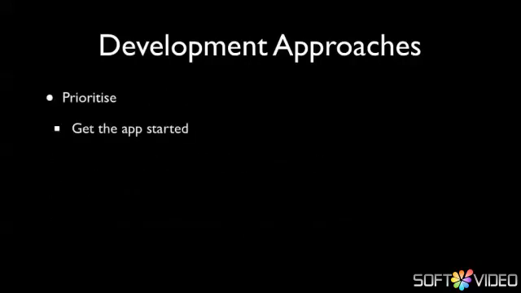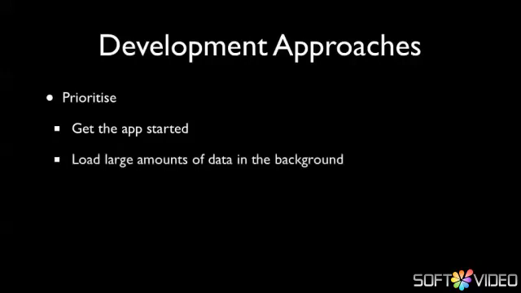Prioritize. Get the app started, get it up and running, and the user will see something happening, and the app is there on their phone, ready for them to use. Load large amounts of data in the background, and show loading and activity indicators to give the user feedback of what's happening. Keep the app responsive. It's all about perceived responsiveness.